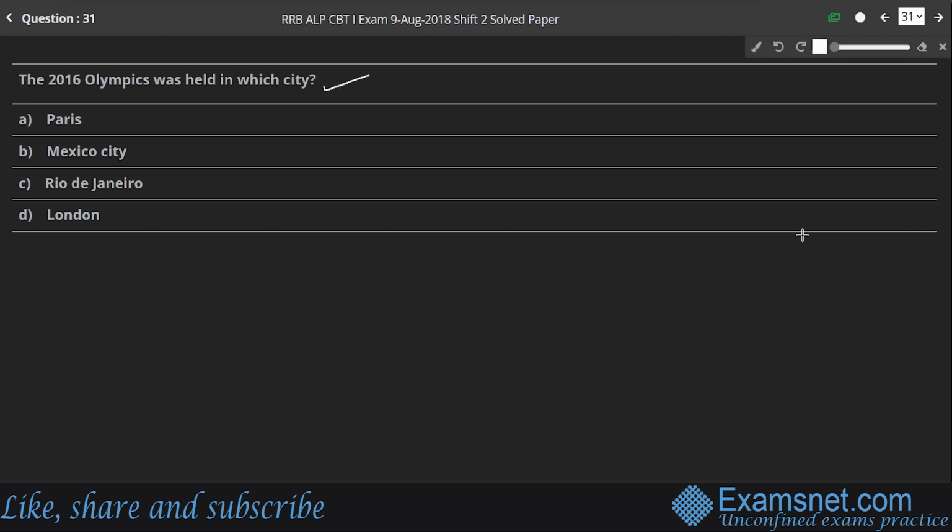Question 31. The 2016 Olympics was held in which city? The 2016 Olympics was held in Rio de Janeiro city, right? So Rio de Janeiro, option C, is the right answer. Rio de Janeiro was elected as the host city for the 2016 Summer Olympics.